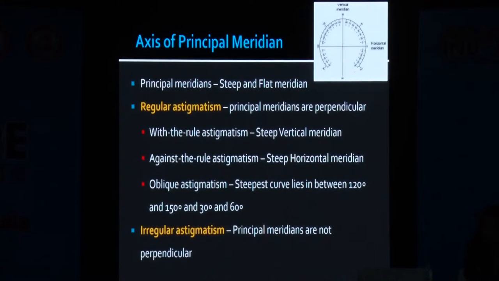Coming to the classification of regular astigmatism, the principal meridians, as we all noted before, are perpendicular. It is divided into subgroups. With the rule astigmatism, it has a steep vertical meridian. Against the rule astigmatism, the steepness is horizontally placed. Oblique astigmatism, the steepest axis is in the oblique meridian, which lies between 120 and 150 to 30 to 60. And irregular astigmatism, they are not perpendicular.